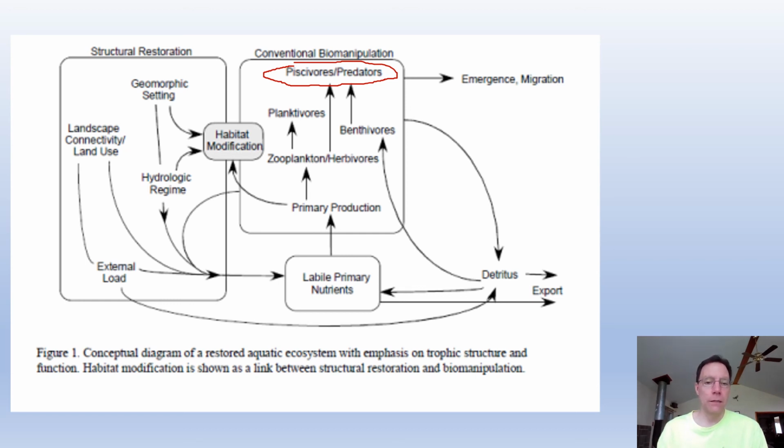The other box over here, these are ways that you could control the nutrient load, what we call the load. So there's the load of phosphorus, let's say, and the landscape and the land use, the hydrology, the geomorphic setting, all of that goes into what labile primary nutrients do you have, nitrogen or phosphorus. And so this is where the biomanipulation part sort of runs into the structural, geomorphic, and nutrient load, where those two collide.